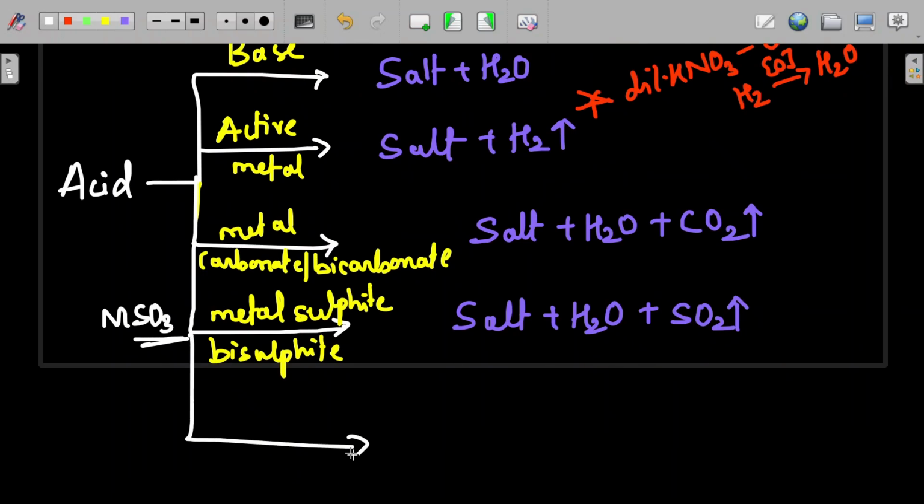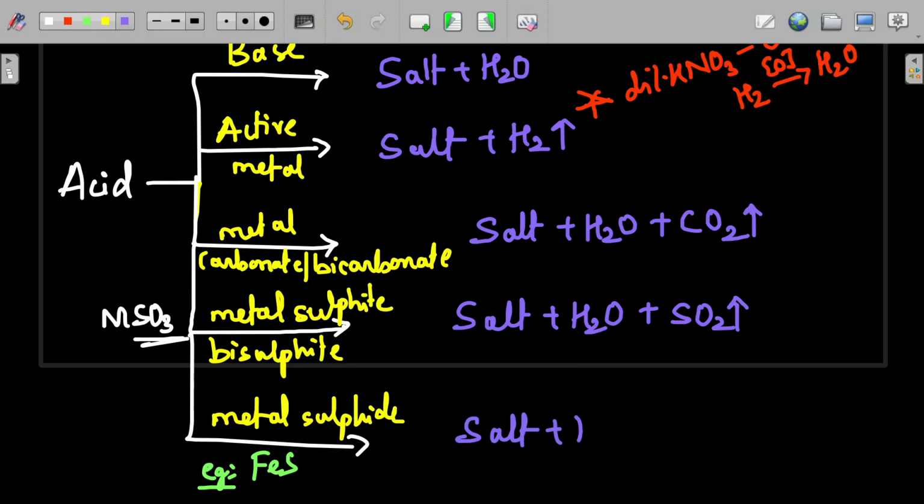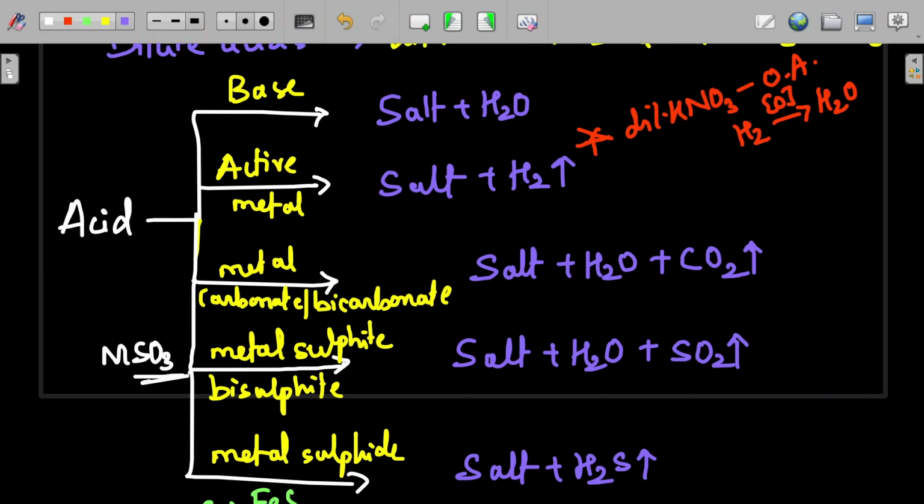Lastly, with metal sulfide. Sulfide is S minus 2. For example, FeS you take. FeS is an example of that. So in this case, you will get salt and the gas which has the rotten egg smell.